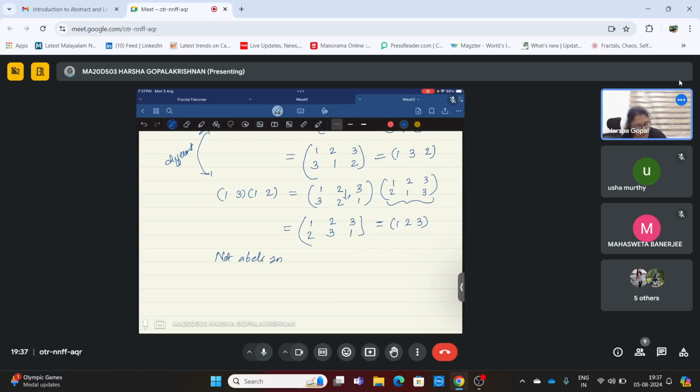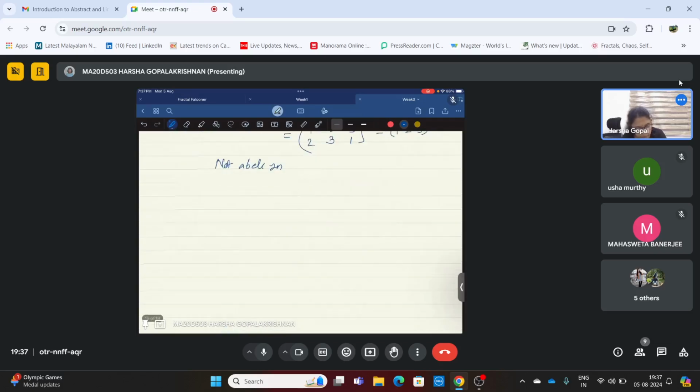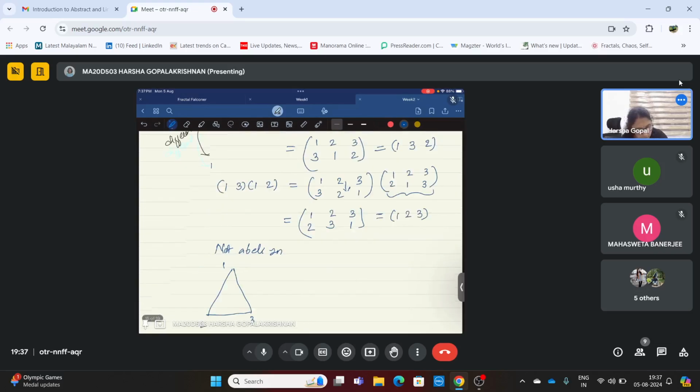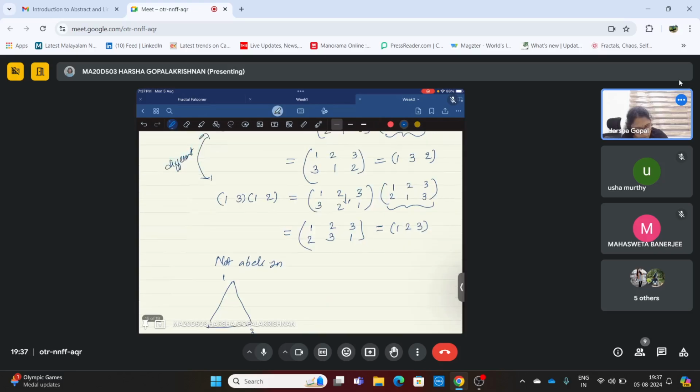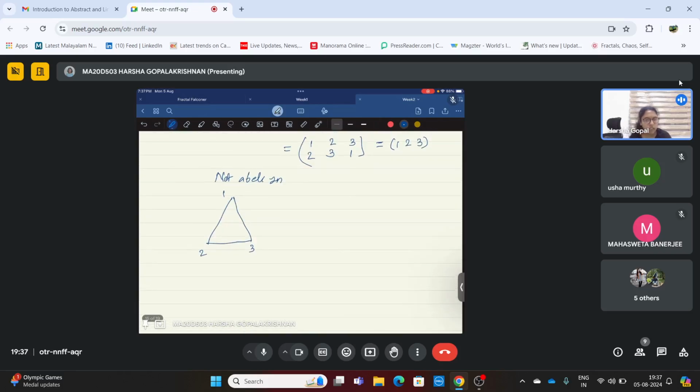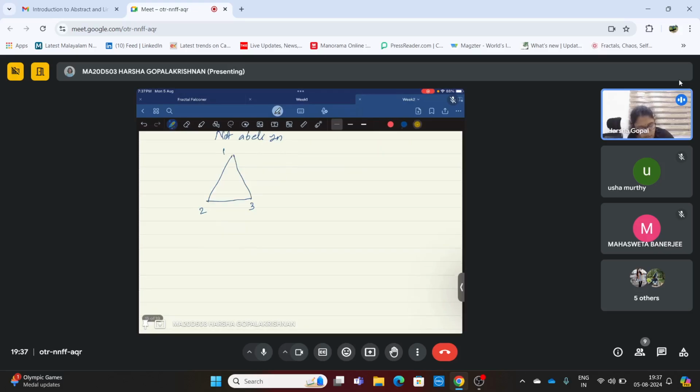Okay. Now let me just give this. What is (1 2)? (1 2) means 1 going to 2, 2 going to 1 and 3 is fixed. So it is the reflection like this. 3 fixed, 1 going to 2, 2 going to 1. So it is an element of D3 also.